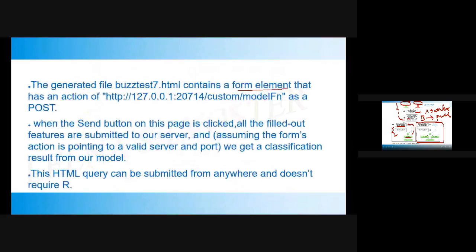The generated file bus7.html contains a form element that has the action of HTTP as a post. You all know what is the function of post in HTML. When you use the send button on this page, all the filled content is submitted to the server. Once you issue the send button, the contents are submitted to the server and we will get a classification result from the model. This HTML query can be submitted from anywhere and doesn't require R.